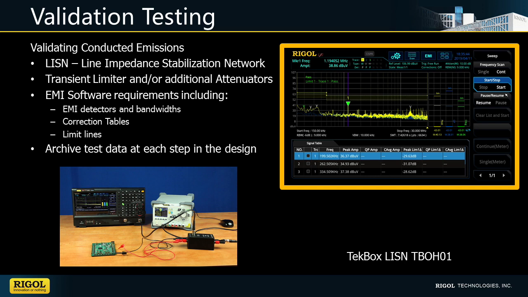These kind of emissions can often end up being radiated emissions problems, as the cabling, the DC cabling, can act as an antenna in a final compliance test. We're also going to use some EMI software capabilities like the EMI detectors, bandwidths. We're going to start to use correction tables and limit lines on tests like this as well. This test, you're going to be able to archive the data to our system to make sure we can long-term continue to do proper validation testing on different versions. Let's go ahead and look at a video.